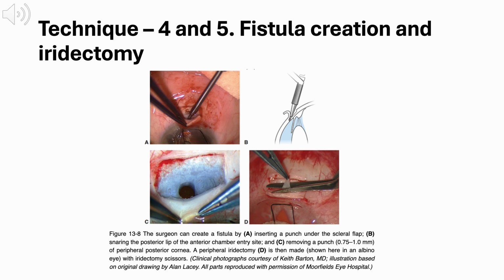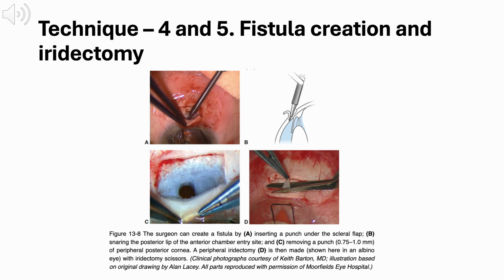Here is a figure depicting the steps we discussed in the last slide. At this stage, the goal is to establish a controlled outflow pathway and ensure it stays open. The fistula is created first. You can see the punch sliding under the scleral flap and engaging the posterior lip of the anterior chamber. Removing that corneoscleral block establishes a direct conduit into the subconjunctival space.